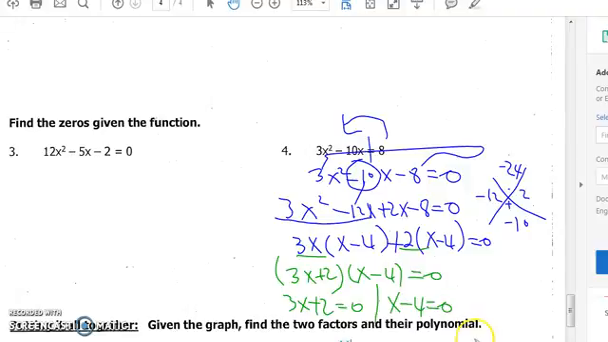Why don't you go ahead and find what x's are for each one? And that's your answer. When you do that, x equals 2 over 3, x equals 4. So those are your answers here.